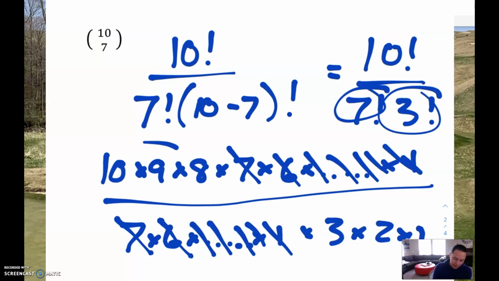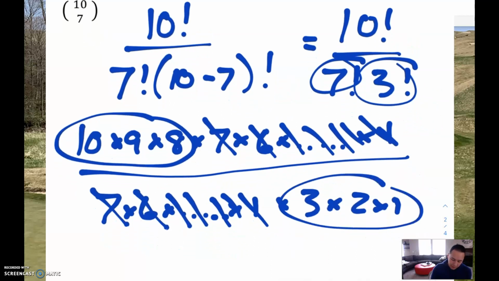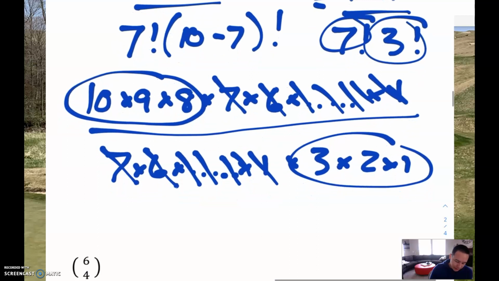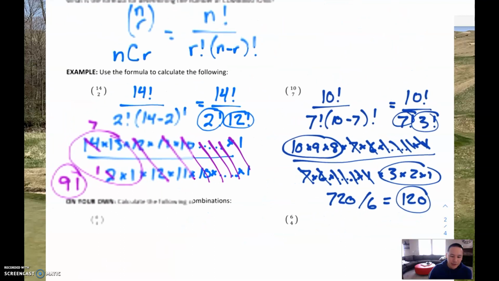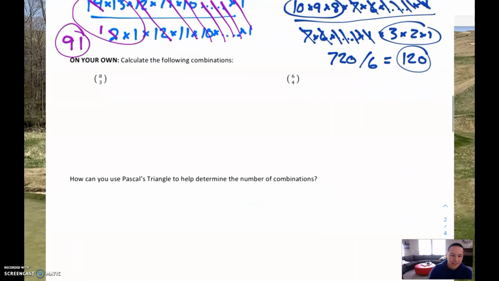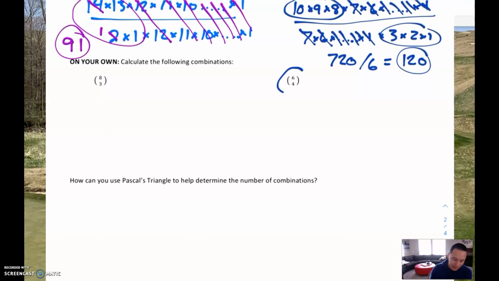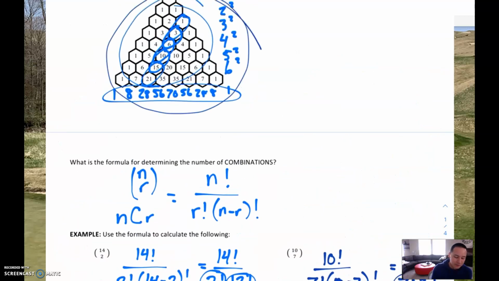So we are left with 10 times 9 times 8 divided by 3 times 2 times 1. So we end up with 720 on top divided by 6 on the bottom, which gives us 120. So go ahead and try the next 2 on your own, and then see if by looking at this one right here, see if you can see how it relates to this goofy thing, Pascal's triangle. And then come back next video and I'll tell you what's going on with it.